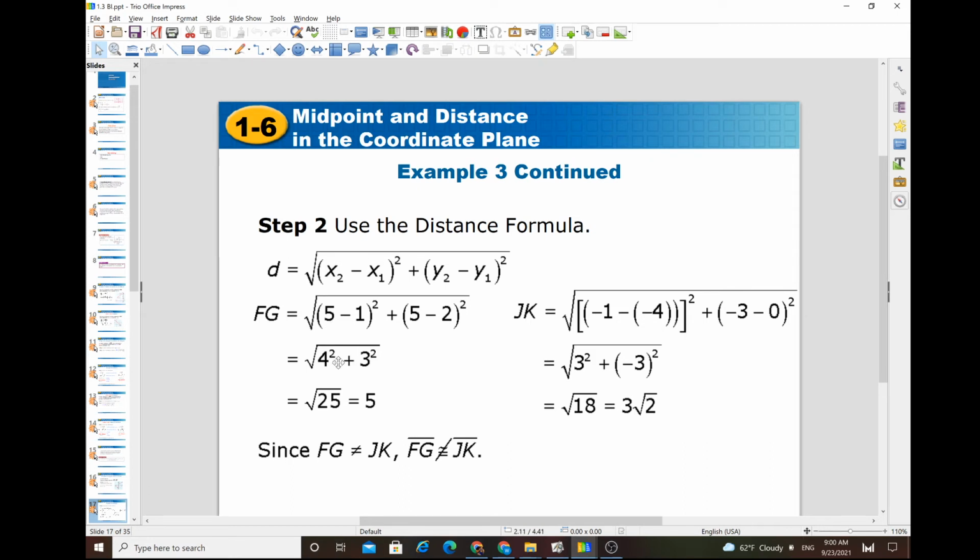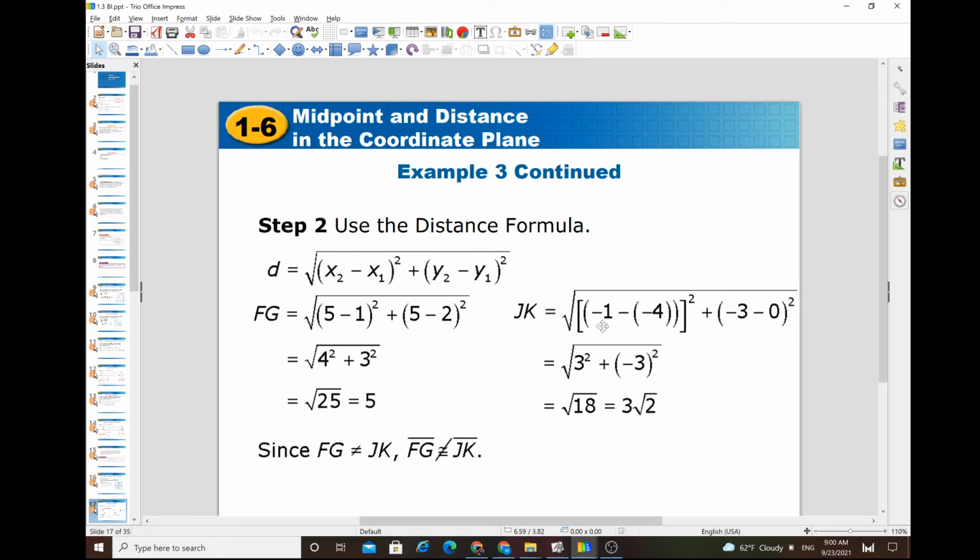So 5 minus 1 is 4, 4 squared is 16. 5 minus 2 is 3, 3 squared is 9. So 16 plus 9 is 25. And the square root of 25, it's a perfect square number, which is what? 5. And the other one, pretty much doing the same thing, JK.